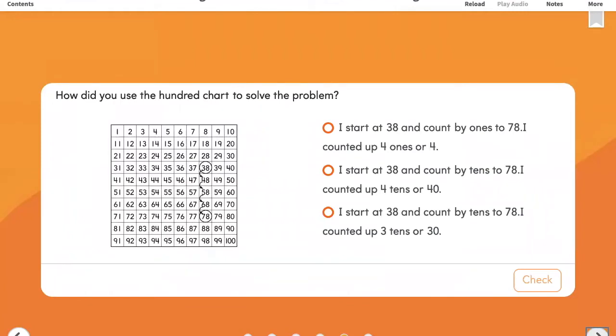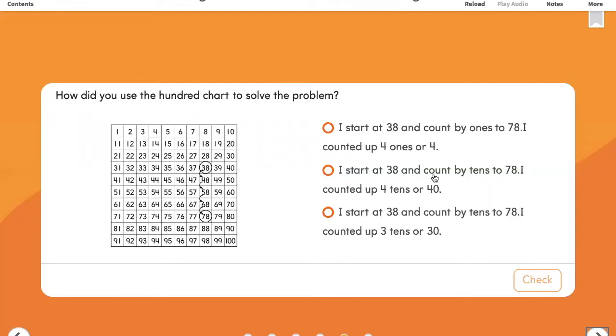Next, let's explain how we use the hundreds chart to solve the problem. The options that they give on the website are, I start at 38 and count by ones to 78. I counted up 4 ones or 4. Let's try that. If I start at 38 and I count up by ones, 1, 2, 3, 4, I would get 42. That's not correct because we know that she sees 78 in all.